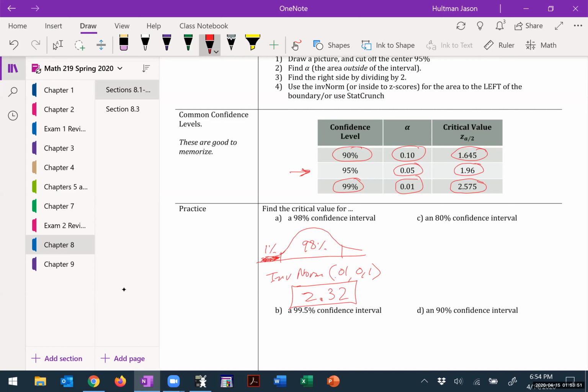What about 80%? What would 80% look like? 80% confident. Okay, what would my Z score be for 80% confident? Well, what's the lower percentage here? 10%. Thank you very much. It is 10%. And 10% as a decimal is 0.10, or 0.1. Inverse norm that baby.